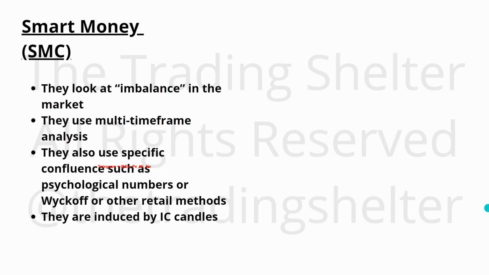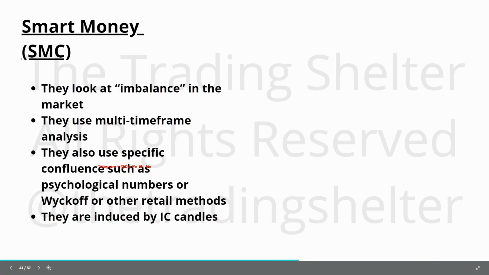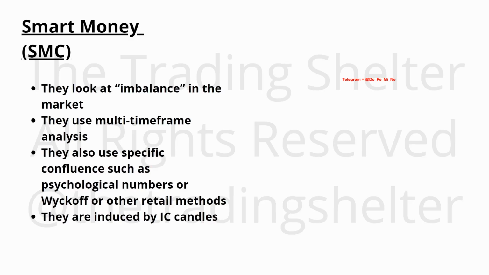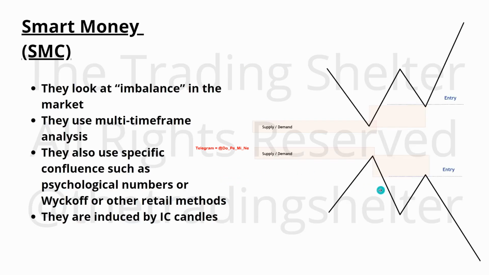So what is smart money concept? Traders look for imbalances in the market to get their entries. They use multi-time frame analysis like H4, H1, M15, M5, M1. They even use a 5-second chart. They use specific confluences like psychological numbers. They use Wyckoff, and also other retail methods like Fibonacci. They are induced by IC candles, the institutional candles, the ones that really push and make a big engulfing candle. They're induced by them.